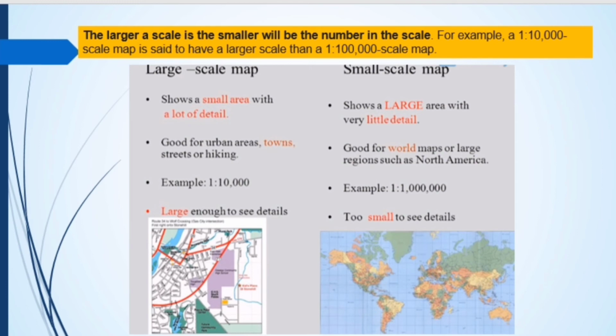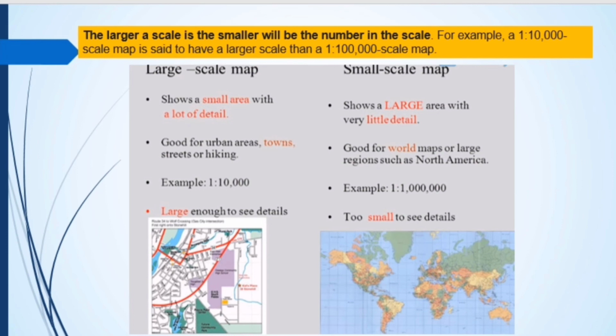Large scale map shows a small area with lots of details. Good for urban areas, towns, streets or hiking. Example, 1 to 10,000 maps. Large enough to see details.